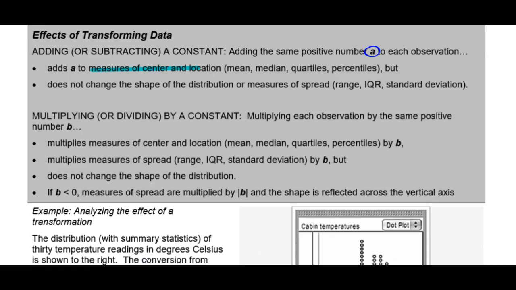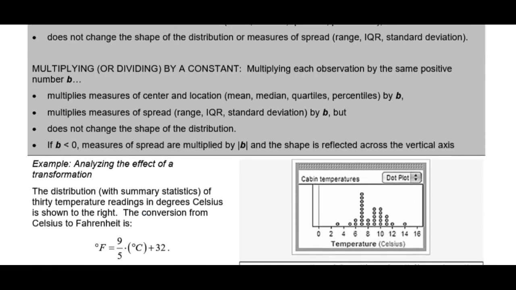What if we multiply or divide by a constant? Okay, if we multiply each observation by the same positive number b, well, the measures of center and spread are multiplied by b. So if the average test score is 25, and I want to multiply that by 4, then the average test score becomes 100.